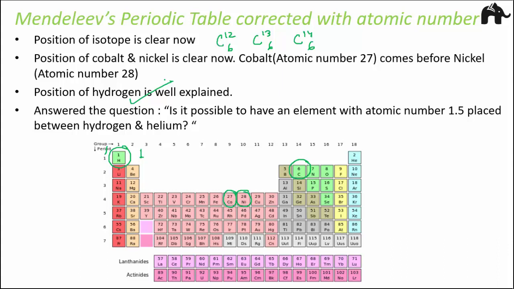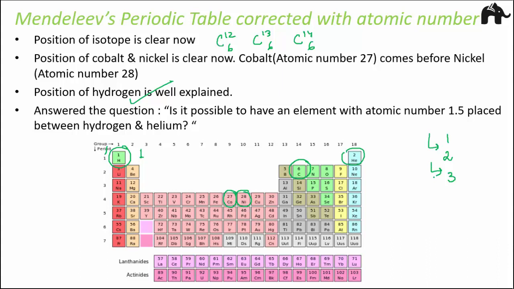If you look at it, the first element is hydrogen, which has atomic number 1. Second is helium, which has atomic number 2. Third is lithium, which has atomic number 3. Now, is it possible to have elements in between them, maybe with atomic numbers 1.2, 1.5, 1.7 and so on?